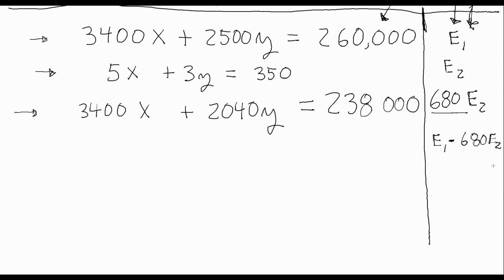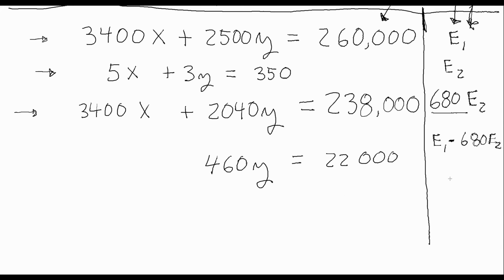Watch what we get. When I add 3,400x and I subtract 3,400x, there are no x's left over. And now when I take 2,500 minus 2,040, I get 460y. That has to be equal to what I get when I take 260,000 minus 238,000, and that leaves me with 22,000.